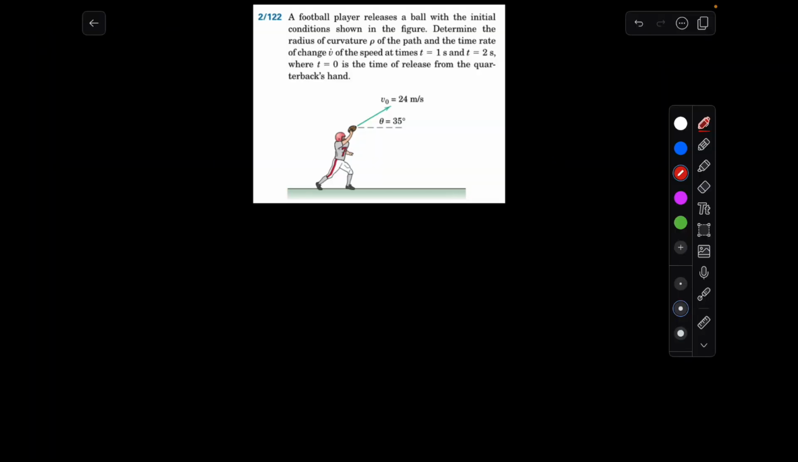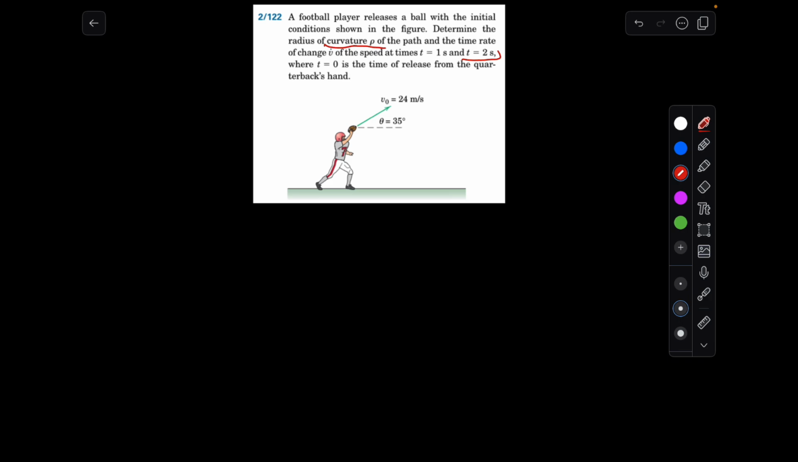Everybody, we are going to solve a new problem. A football player releases a ball with the initial conditions shown in the figure. Determine the radius of curvature rho of the path and the time rate of change of the speed, that is acceleration, at the time when it is 1 second of flight and when the ball has spent 2 seconds in the air, where the initial time is 0 from the release from the quarterback's hand.